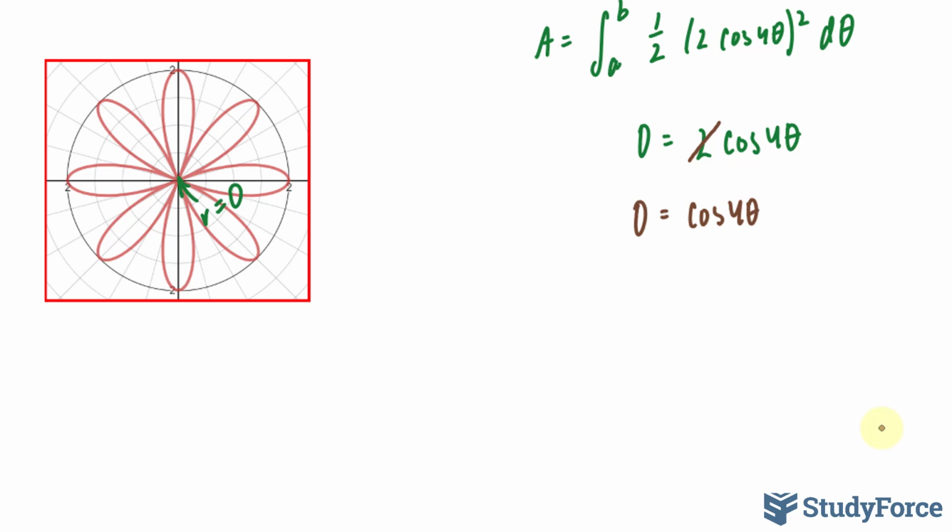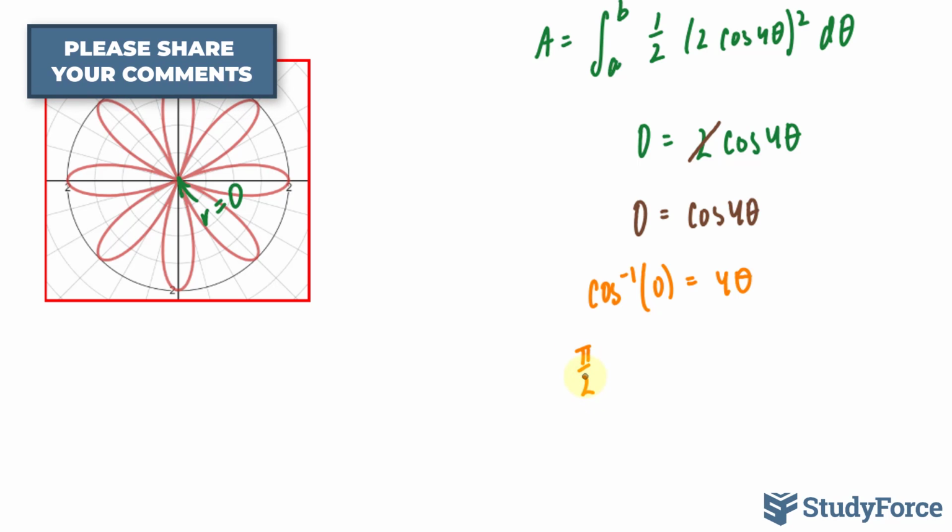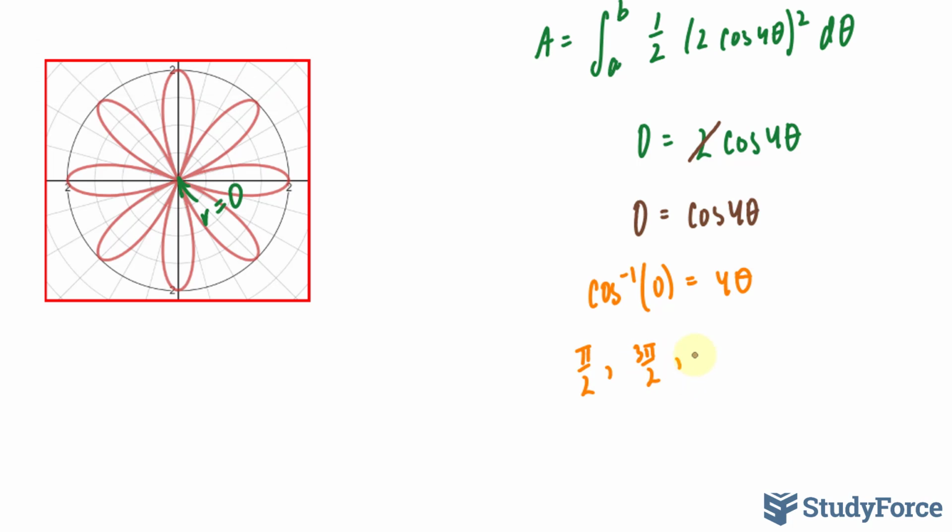Now, if I do cosine inverse of both sides, where I have cosine inverse of 0 is equal to 4 theta, cosine inverse of 0 is 90 degrees, or pi over 2. And if I keep adding pi to this, I'll end up with 3 pi over 2, then subsequently 5 pi over 2, and so on. And of course, each of these will be plus minus, depending on which direction you're going. And this is equal to 4 theta.